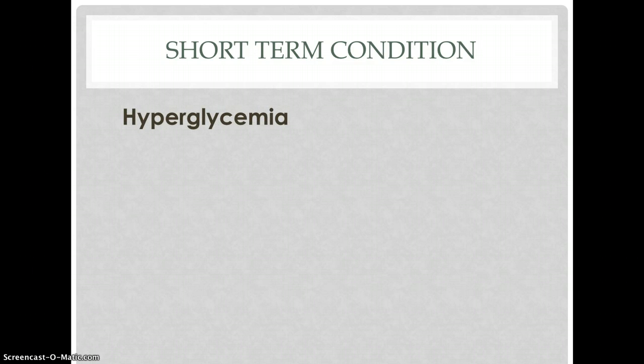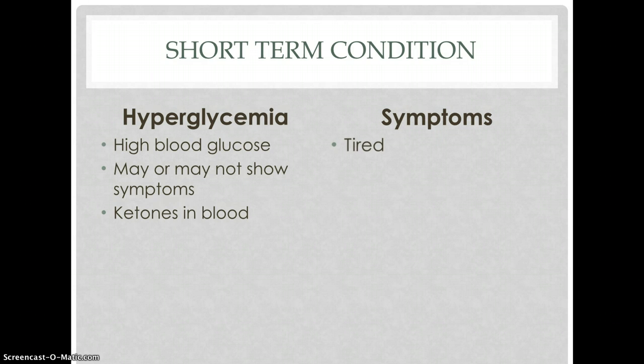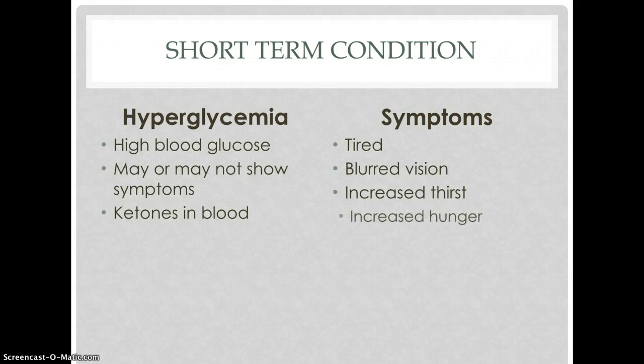Hyperglycemia. This is the opposite of hypoglycemia, which causes high blood glucose. It may or may not show symptoms. It causes ketones in the blood. The symptoms: the person may experience tiredness, blurred vision, increased thirst, increased hunger, frequent urination.